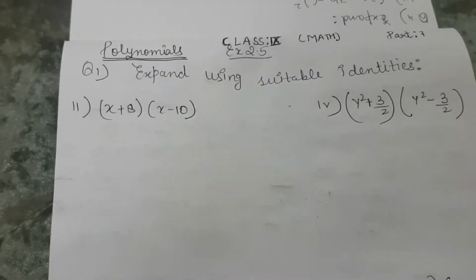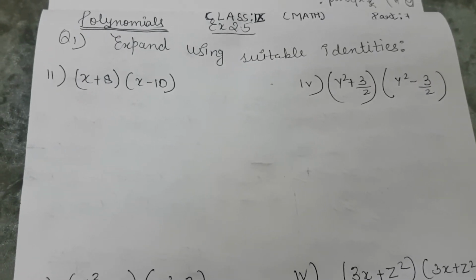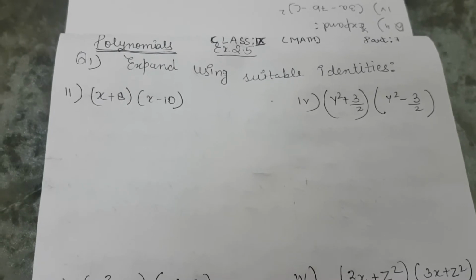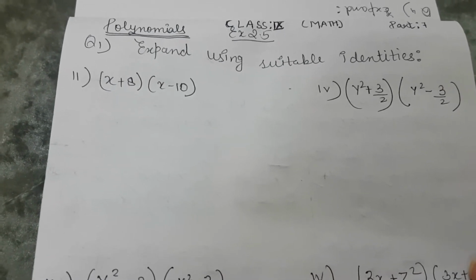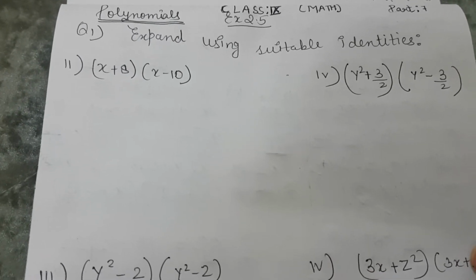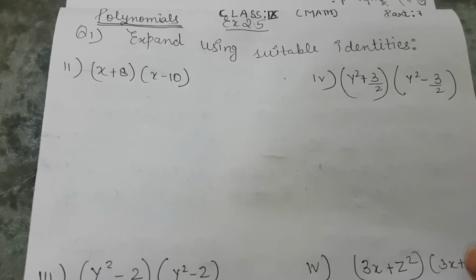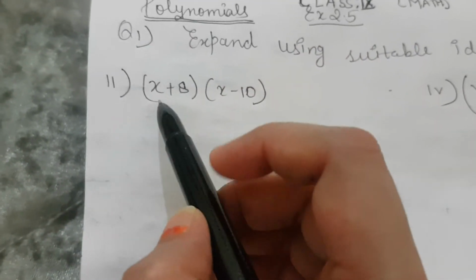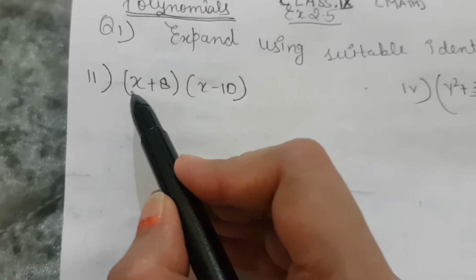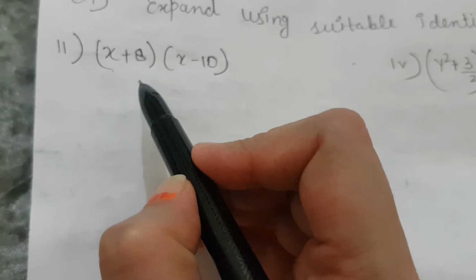So first I have taken question number 1, expand using suitable identities. First you have to see which identity you need to apply in which question. In my previous video also I explained that first you should know where you have to apply which identity. So for this we first have to see the question properly, which terms are the same and what the signs are.